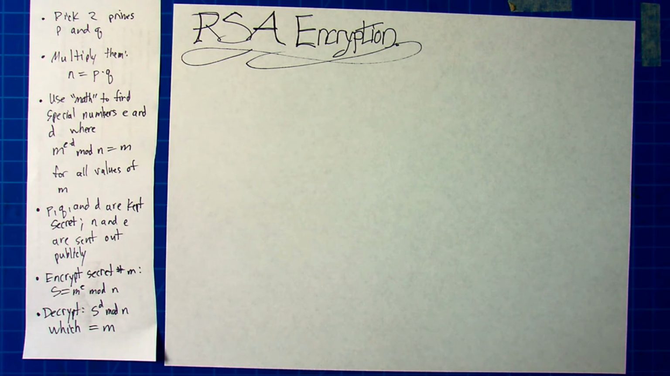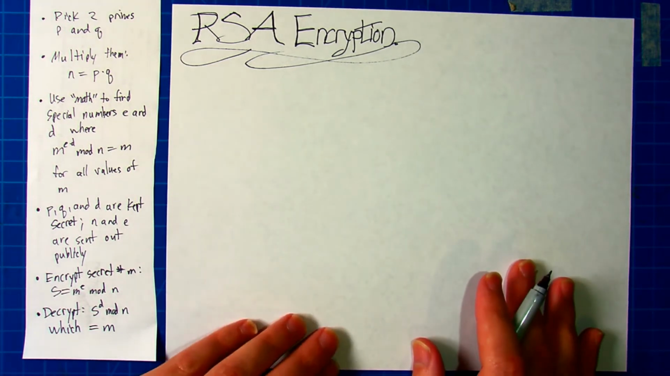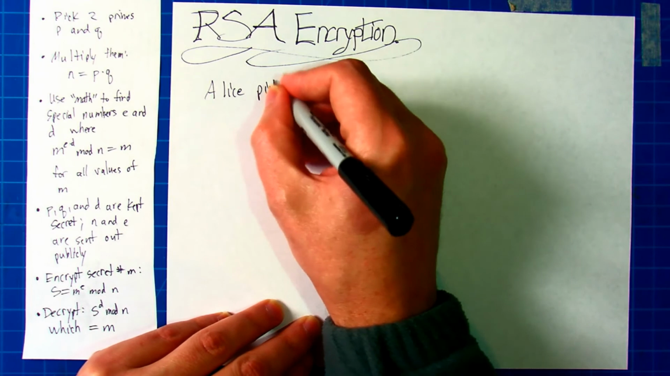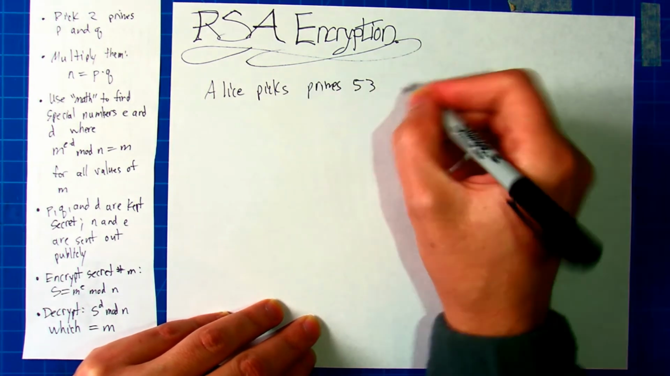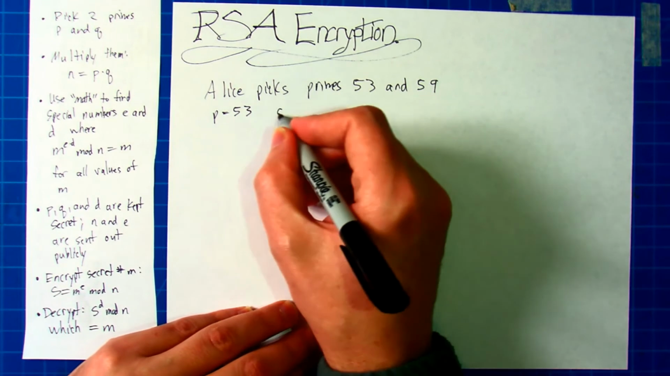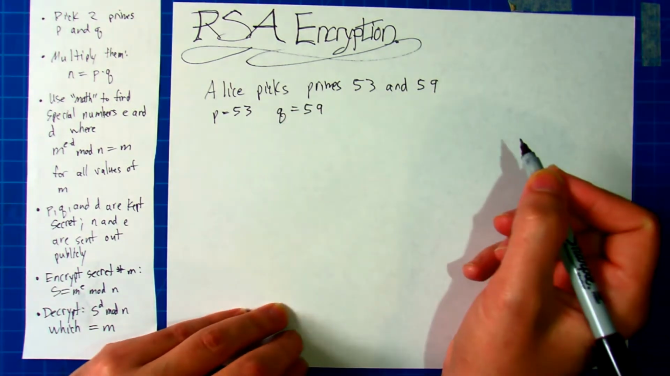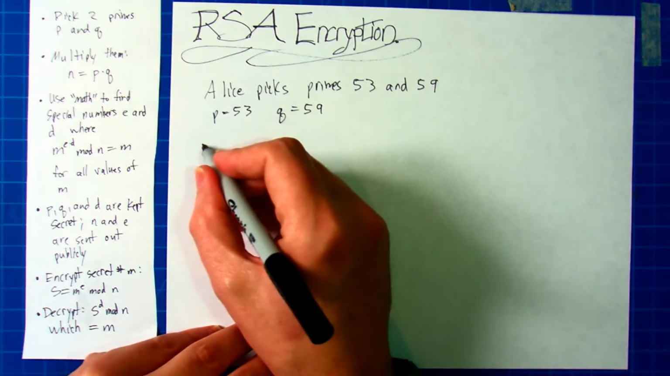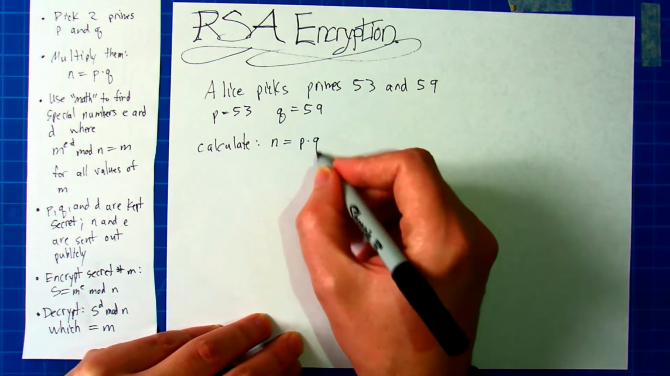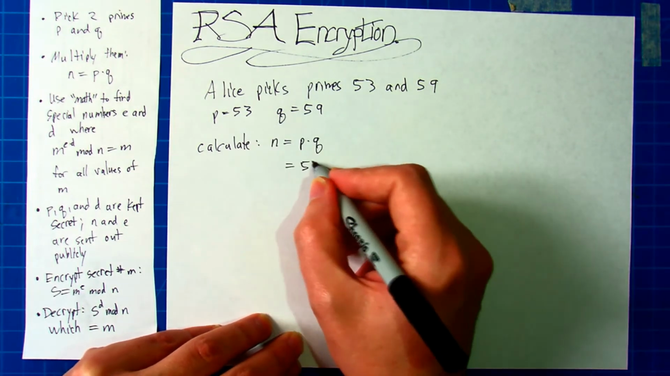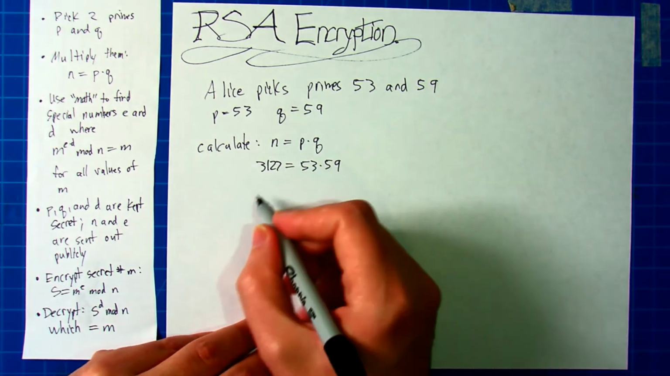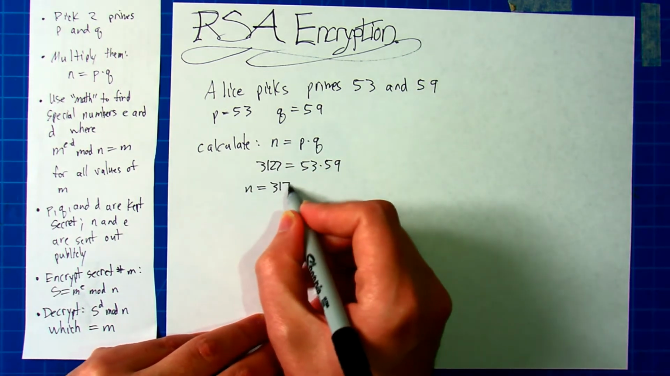Let's do an example of that, and let's write this one nice and big so we can work through it. Suppose Alice picks primes 53 and 59. So P equals 53, Q equals 59. Then this step, we multiply them. We calculate N equals P times Q. So if you multiply 53 times 59, you get a total of 3,127. So N equals 3,127.